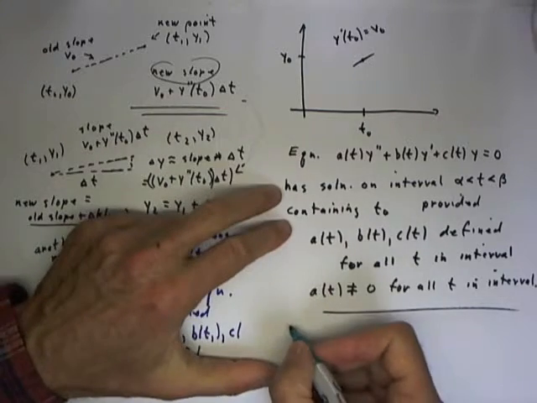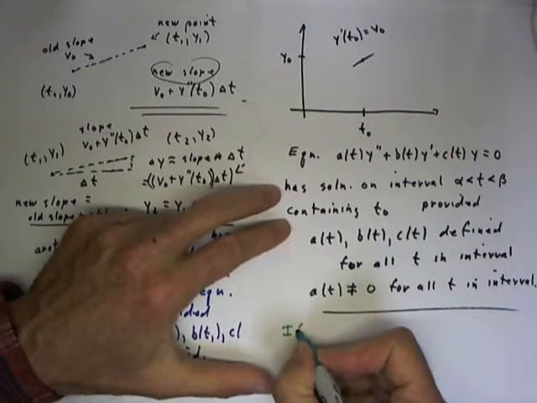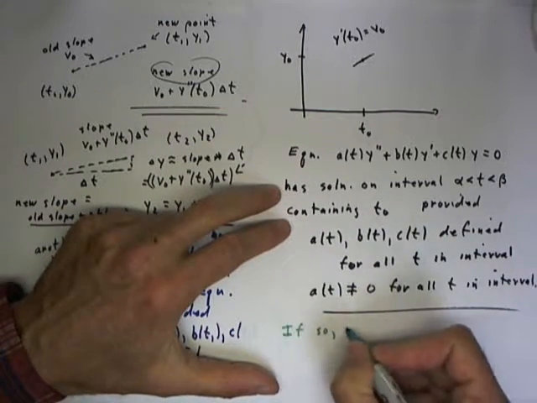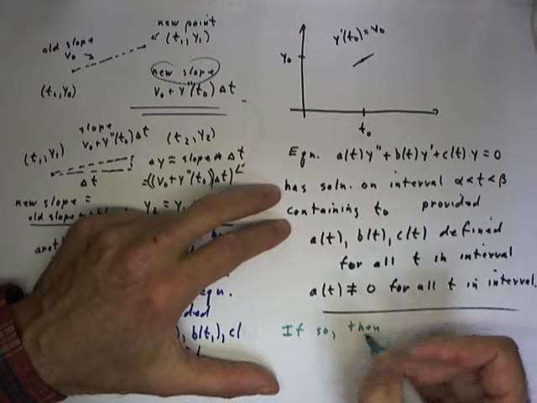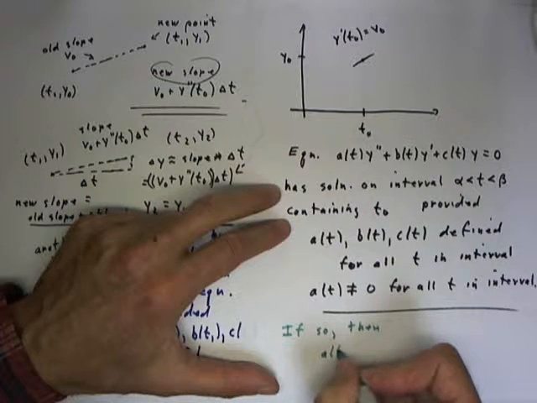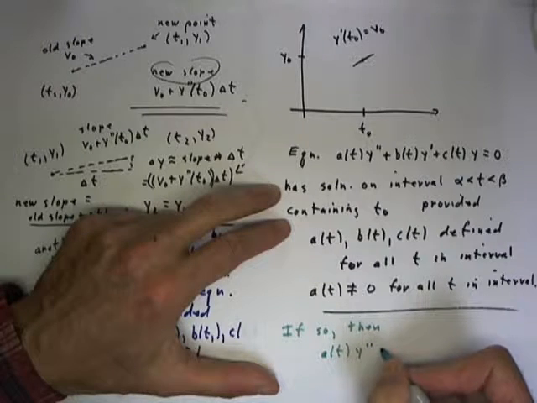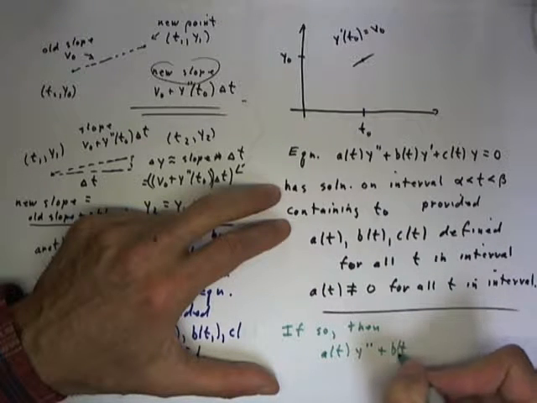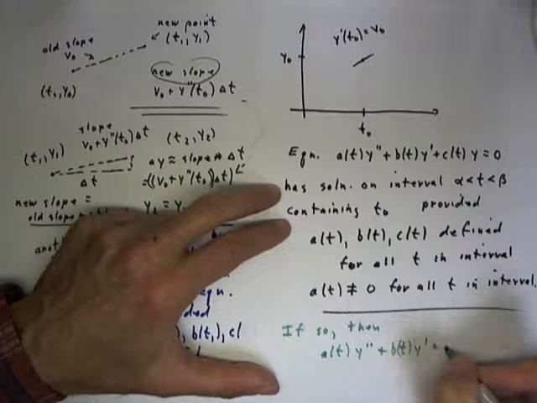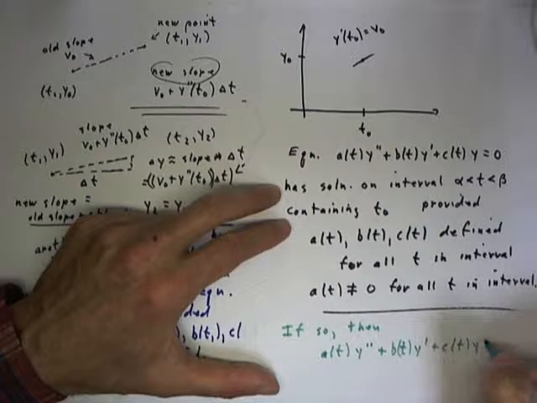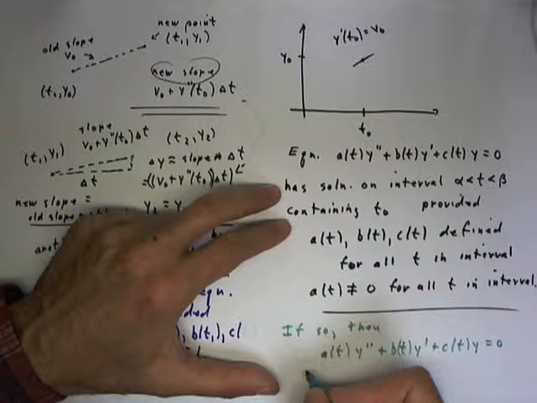So I'll say, if it's so, then a of t y double prime plus b of t y prime plus c of t y equals 0 can always be solved.